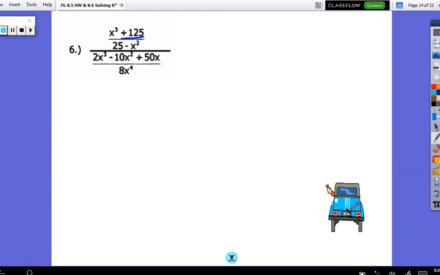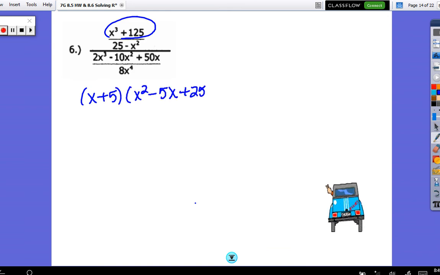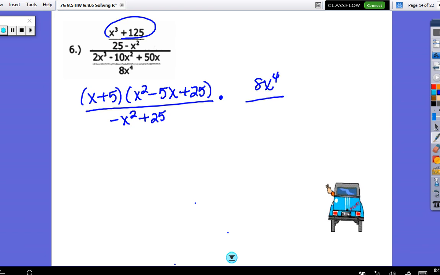All right, this is a sum of cubes. So that's going to factor to x plus 5, x squared, opposite multiply, square the 5. On the bottom, it's not in standard form, so I'm going to rewrite it in standard form. I'll come back and factor that in a minute. All right, I'm going to flip and multiply.